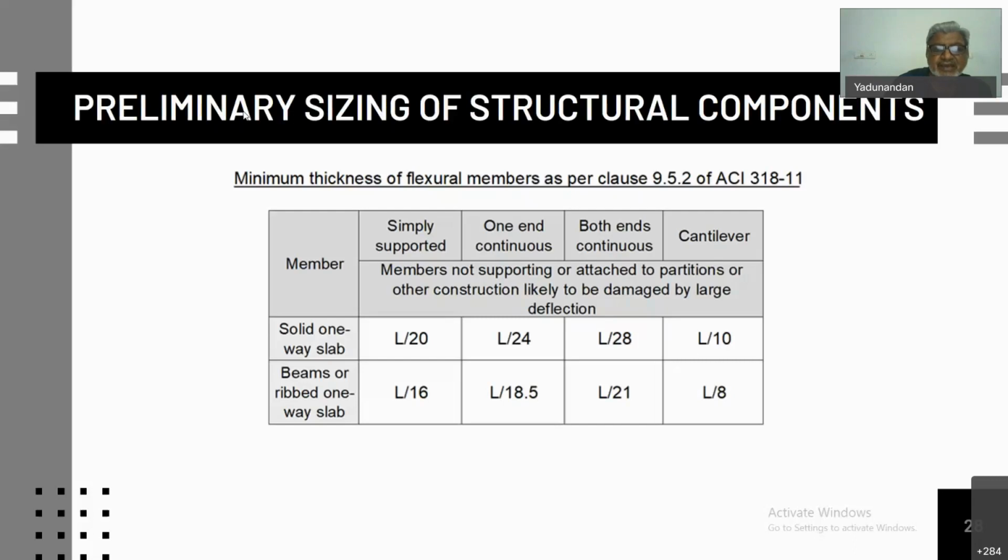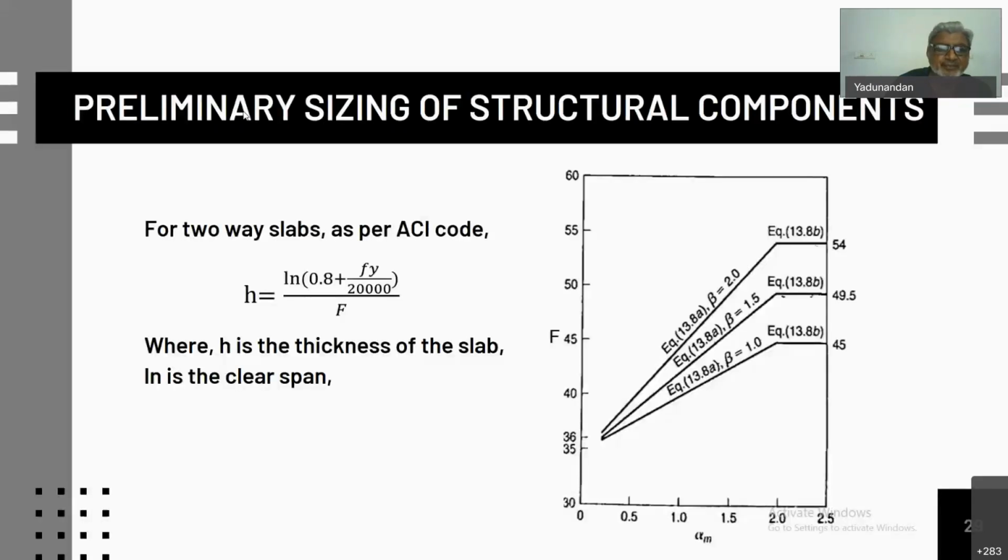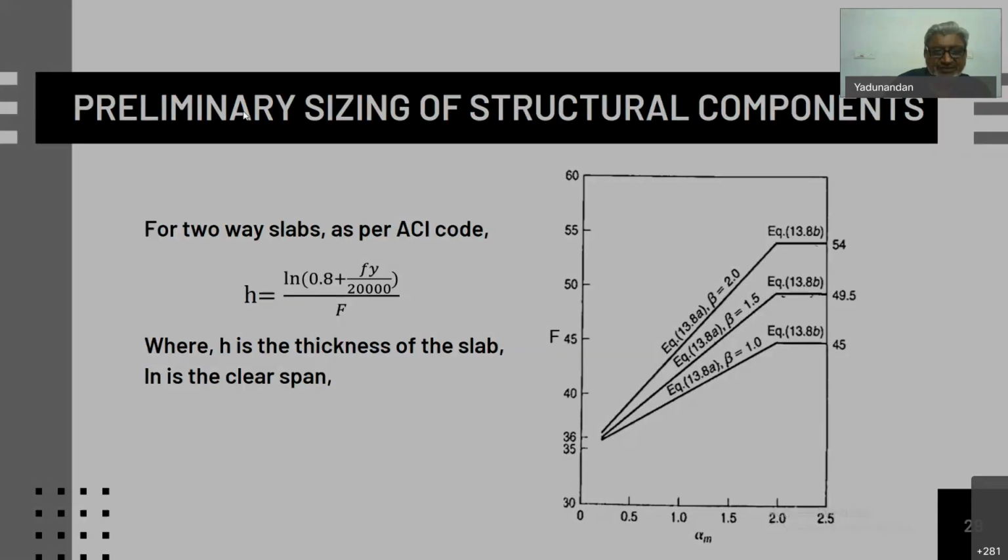Whereas, if you see, for example, in other codes like the ACI code, for solid one-way slabs, for beams or ribbed slabs, these values are changing, and these are given for certain span to depth ratios. And for two-way slabs, they give a coefficient which is a function of the boundary conditions and the Ly to Lx ratio. On the basis of that, you have a graph from which it is possible for us to obtain the thicknesses, starting from L by D ratios of 40 to 45, and it is possible for us to provide a very suitable thickness that way and vary the thicknesses according to the boundary conditions.